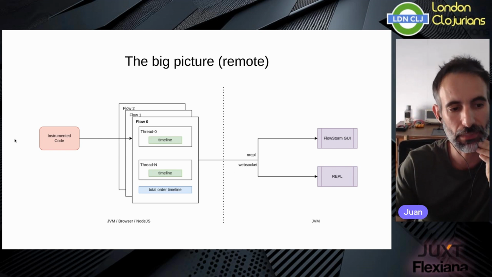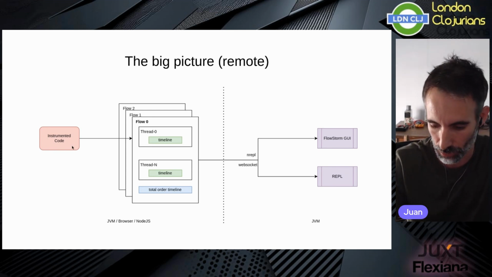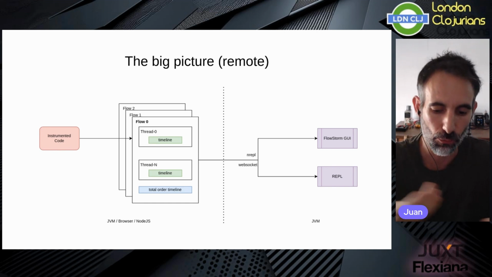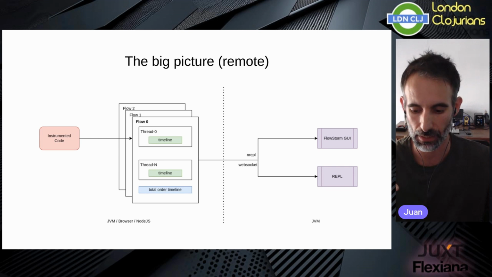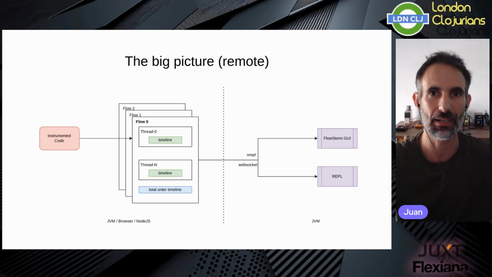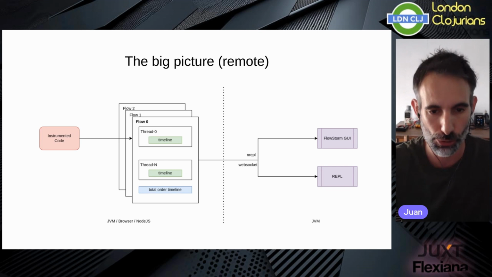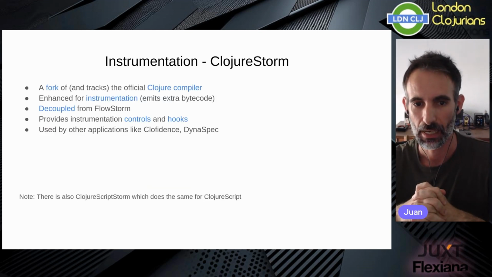Next, we are going to take a look in a little more detail at what this instrumented code is and how it works. FlowStorm has a couple of ways of instrumenting code. We are only going to see one, which is the more ergonomic one, the most used one currently, called ClojureStorm. So what is ClojureStorm?